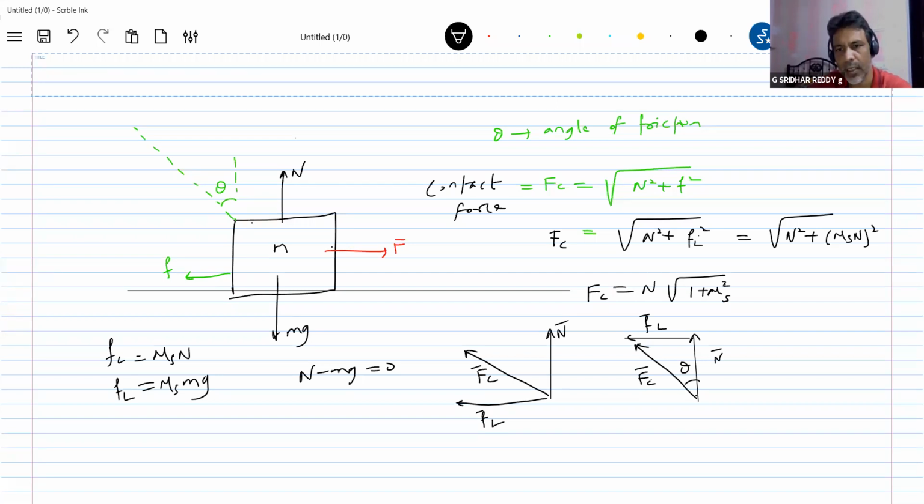This is called theta. You can give any symbol; I'm just using theta. So what is tan theta now? Tan theta is equal to F L by N. What is F L? Mu s N.